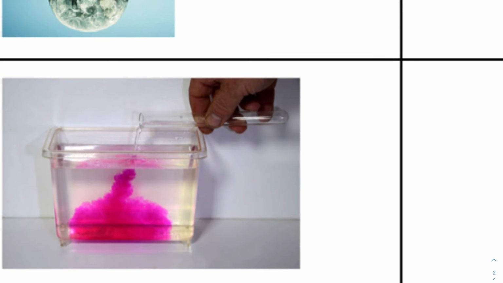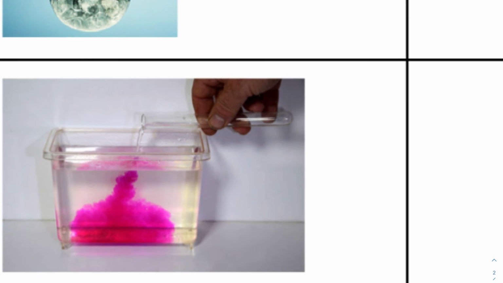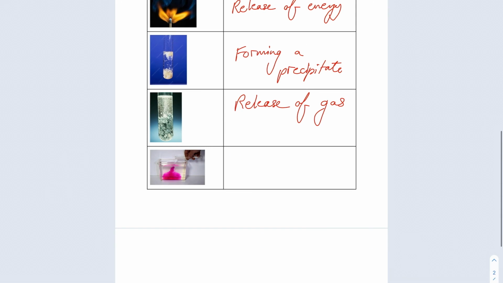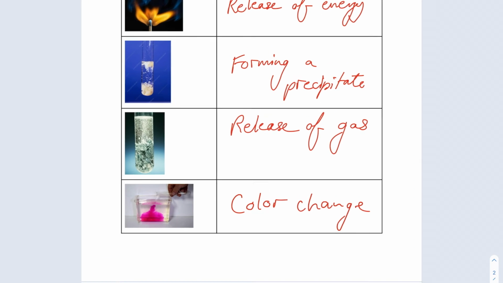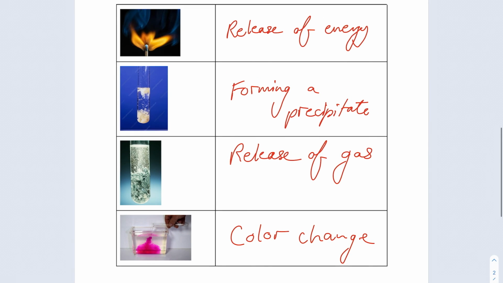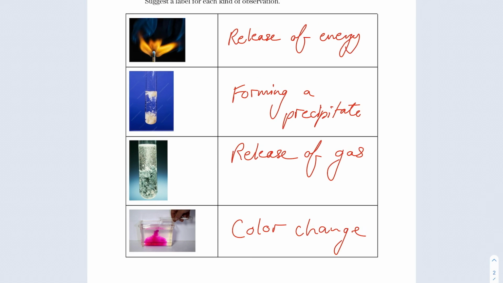And the last one, we've got a clear liquid being poured into a solution and it's changing color. So there we have a color change. These are the 4 things that you can possibly observe, which means you can see them, hear them, feel them, that prove that a chemical change is happening. Only these 4 observations can prove that a chemical change is happening.